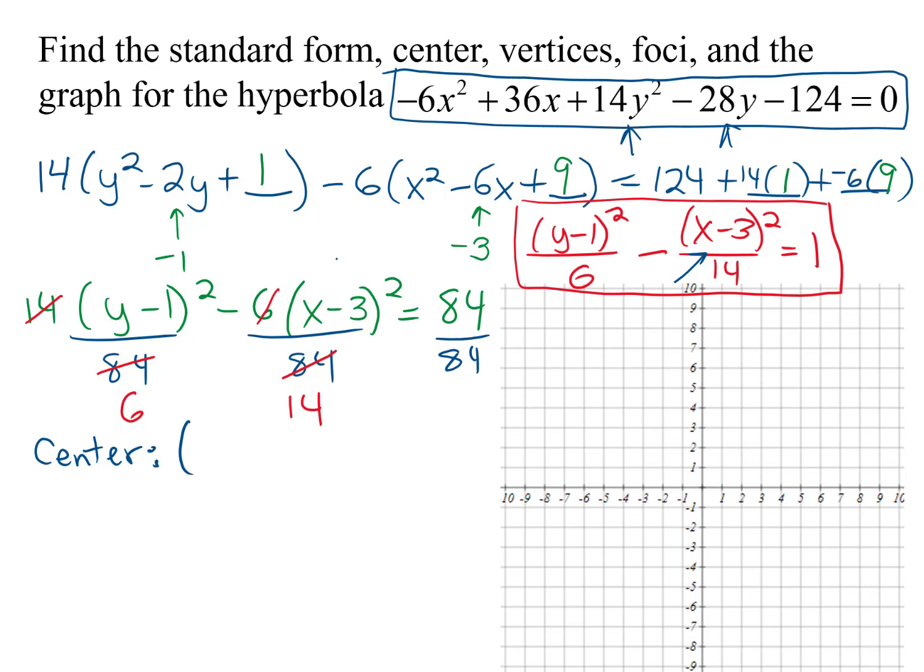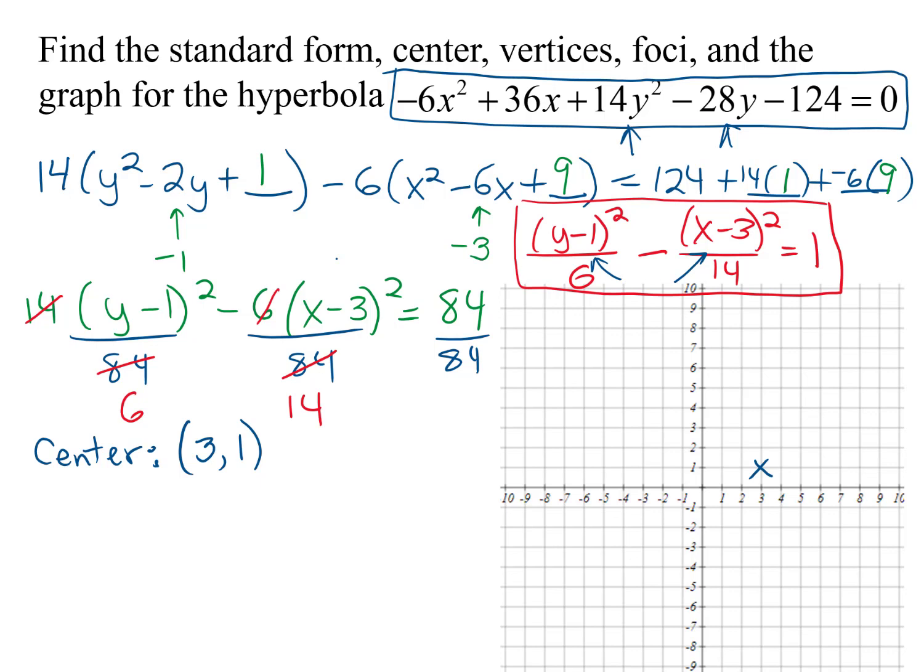The opposite sign there is 3, so the x value of the center is 3, and then looking at the y, the opposite sign there is a 1. So there is the center of my hyperbola. So it's over 3 and up 1. I'm going to put an x there because I'm going to measure from there to graph the hyperbola.